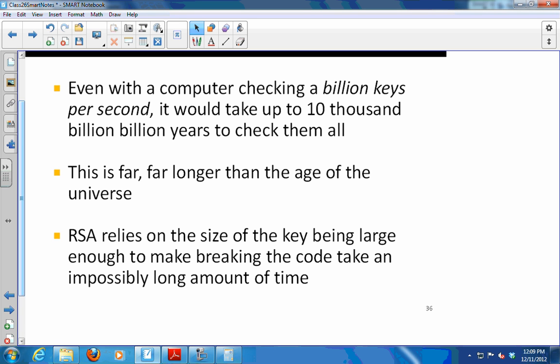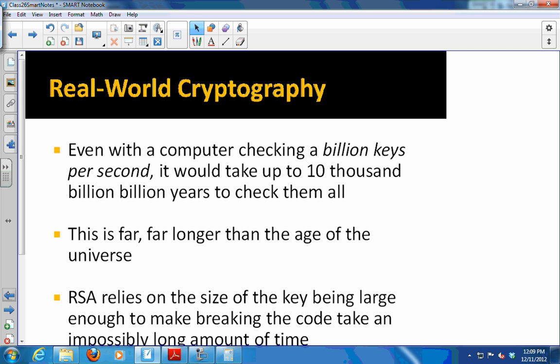And as computers get better and faster, we just make the encryption keys longer and longer. And there are an infinite number of prime numbers, so we can just keep picking bigger ones. And that is it.